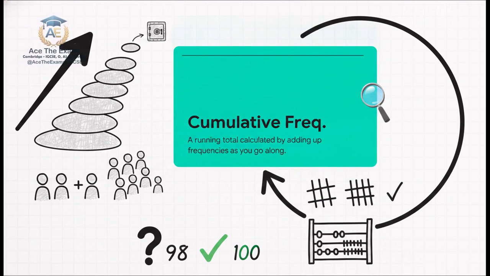Think of the word accumulate. You're basically hoarding the data as you move through the classes by progressively adding the frequencies together. If the first group has 3 people, your cumulative frequency is 3. If the next group has 5 people, your cumulative frequency becomes 3 plus 5, which is 8. And here's a pro tip. The final cumulative frequency must always equal your total sample size. It's a built-in safety net to make sure you're on the right track.